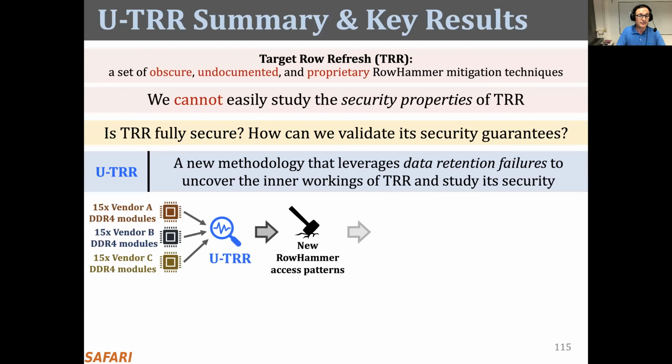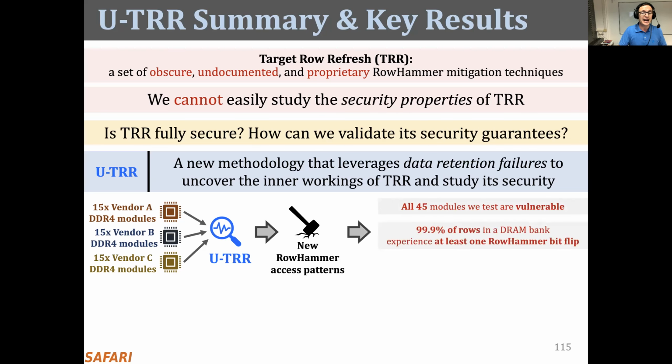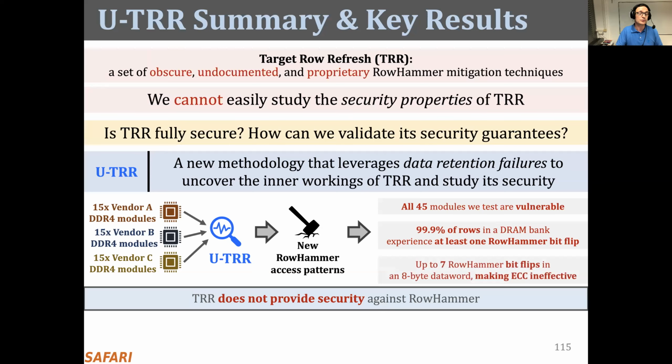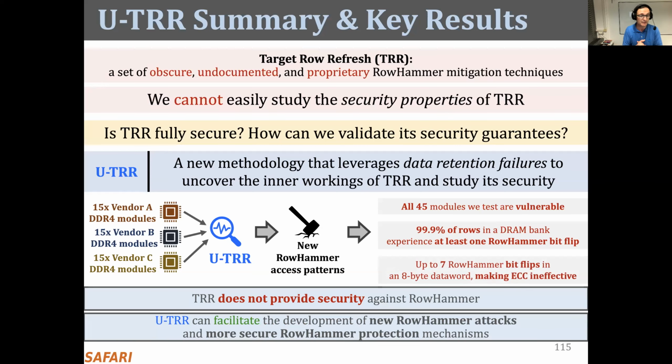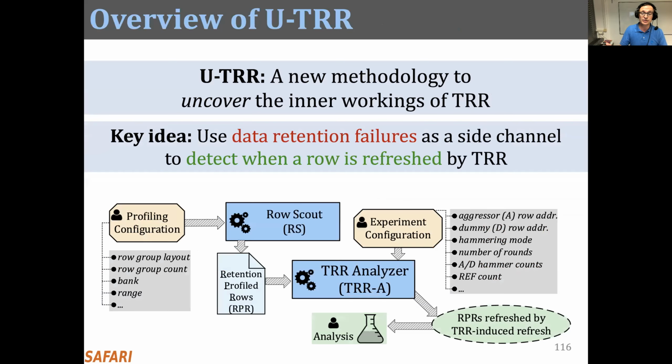And as a result, we were able to come up with new RowHammer access patterns that could overcome the internal protections. And all 45 DRAM modules that we test from 3 major vendors are vulnerable. And more than 99.9% of rows in a DRAM bank experience at least one RowHammer bit flip. And we find up to 7 RowHammer bit flips in an 8-byte data word, making ECC essentially completely useless. And we conclude that existing TRR mechanisms do not provide security against RowHammer. And hopefully our methodology, which we will open source soon, will facilitate the development of new RowHammer attacks and more secure RowHammer protection mechanisms.